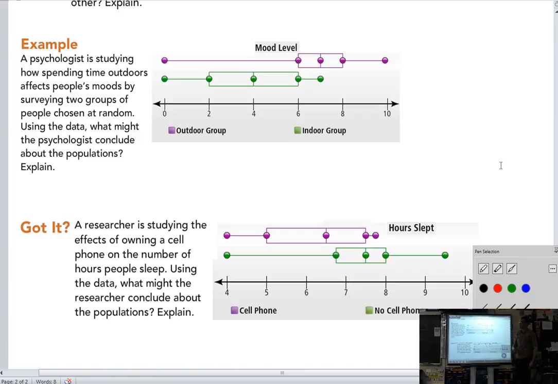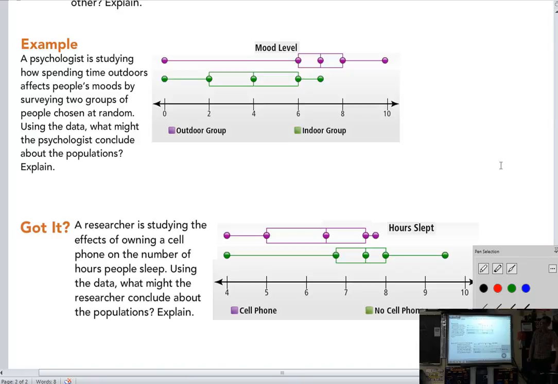But what could we say about the data overall, comparing an outdoor group and an indoor group with their moods? So set yourself up, read the situation. Psychologists studying how spending time outdoors affects people's moods survey a group of people chosen at random. So he chooses a group that's been hanging out indoors and a group that's been hanging out outdoors. Purple is your outdoor, green is your indoor.